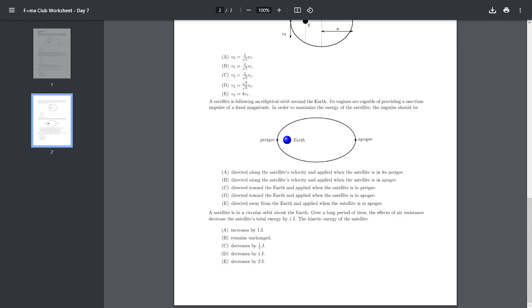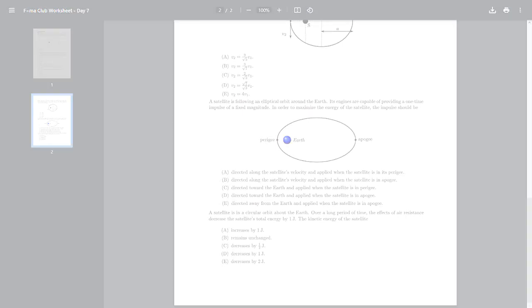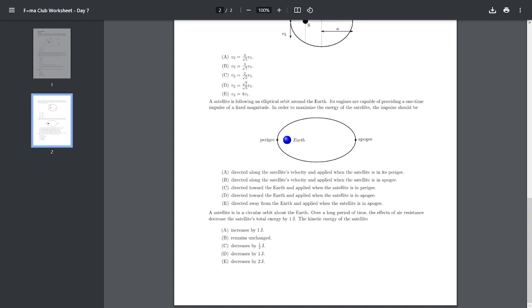So, final question. This is an easy one. A satellite is in a circular orbit around Earth. Over a long period of time, the effects of air resistance decrease the satellite's total energy by 1 joule. The kinetic energy of the satellite increases, decreases, remains unchanged. So, we just talked about this, where our energy is going to be negative of our kinetic energy. So, if we just look back here, since it decreases by 1 joule, that means that the total kinetic energy increases by 1 joule. And so that's going to give us option A, and that's going to end our homework right there.